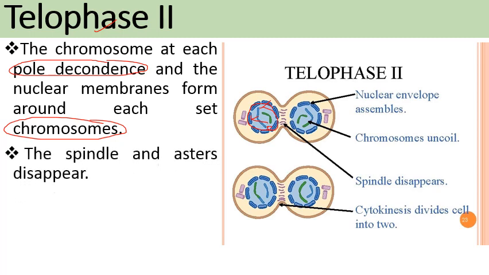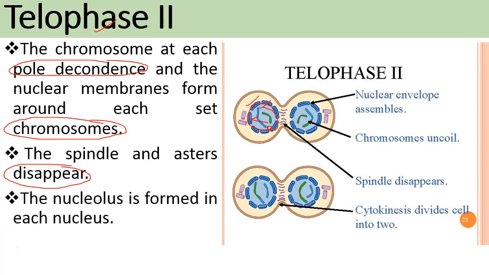The spindle and aster disappear. The spindle fibers and asters हैं वो disappear हो जाएंगे, and a nucleus is formed in each cell. So this is telophase, and as a result of telophase, there is formation of 4 cells. It is the part of karyokinesis. Then it is followed by the nuclear cytoplasmic division, that is cytokinesis. So this cytokinesis divides the cell into 2, and as a result of meiosis, a total of 4 cells are formed.